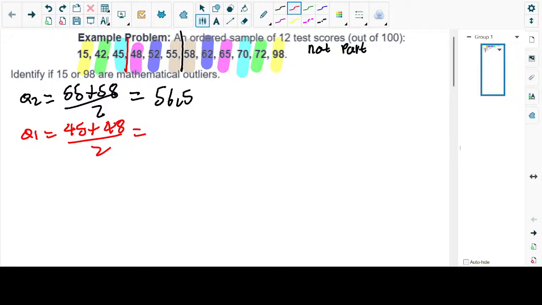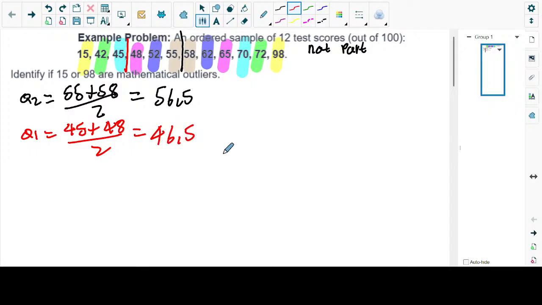Let me do it in my calculator: 45 plus 48 all over 2. This one is similar to the one that we did before. The only difference is that the other one was 50, the other one was 41. The other one gave us 56.5, so this one is supposed to give us 46.5. Yes, that's 46.5.